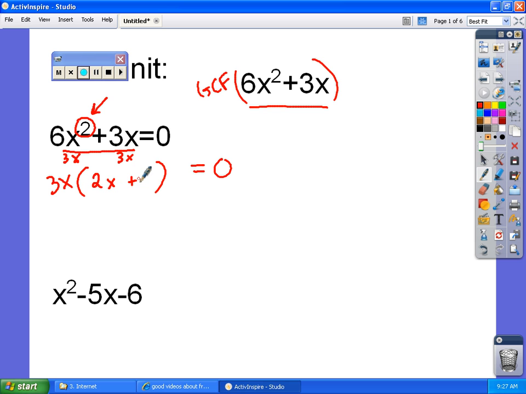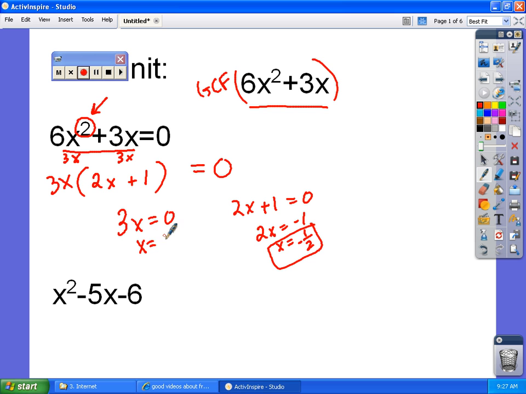2x plus 1. And now that I've factored that side, and now that you have a multiplication problem that equals 0, I can set each factor equal to 0 and solve. So one of the answers could be -1/2, and the other answer, if I divide both sides by 3, x equals 0.